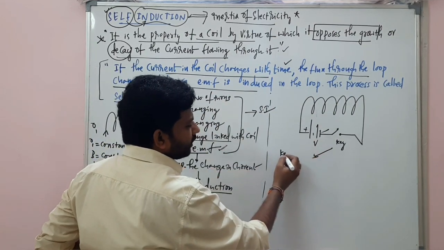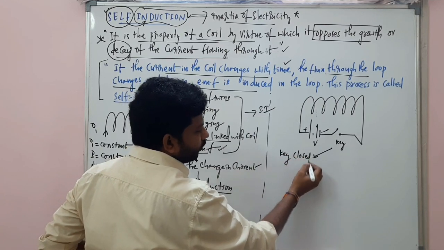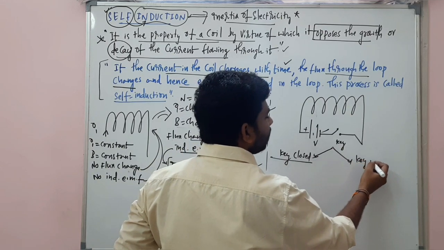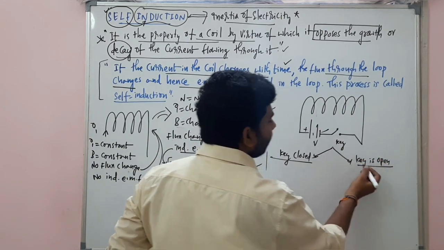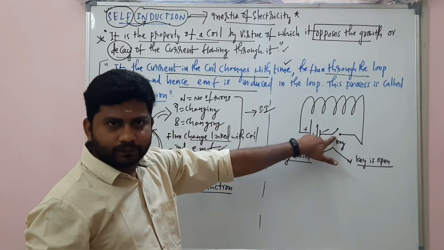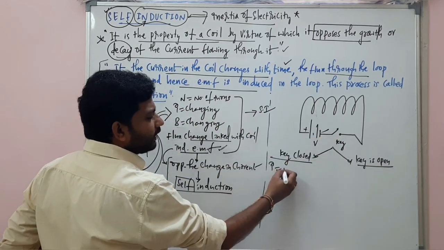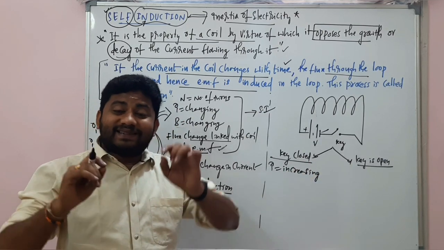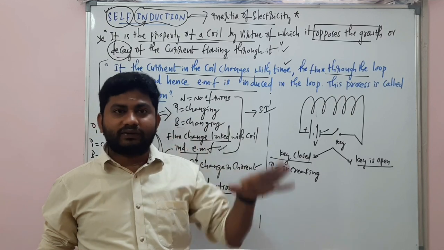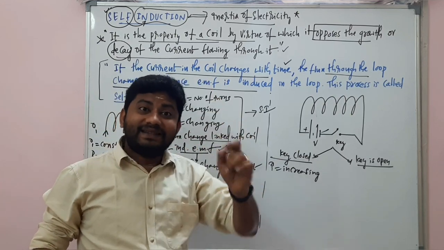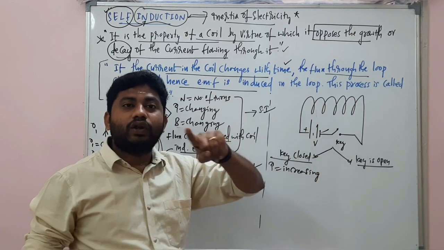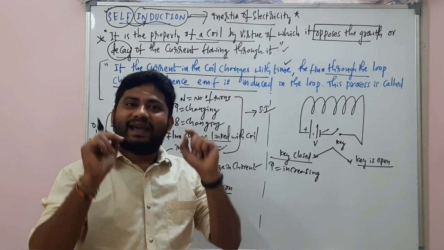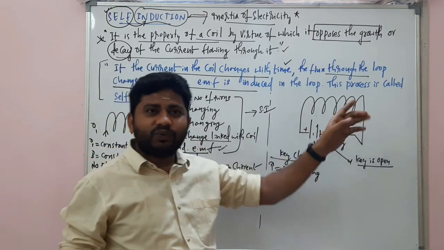First case: the key is closed. What happens when the key is closed? What happens when the key is open? Carefully listen. When the key is closed, slowly the current passing through the coil increases, yes or no? At a single instant, current passing through the coil will not increase, will not reach its maximum. Understand? Clear? At a single instant, because it is not a straight wire.